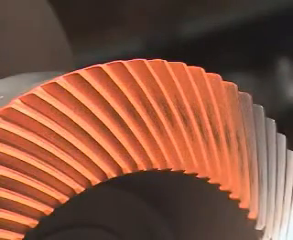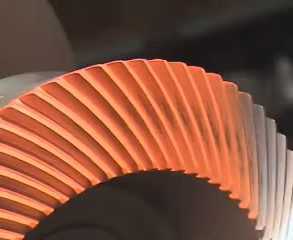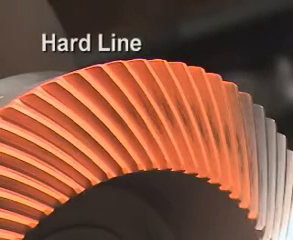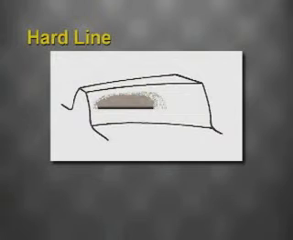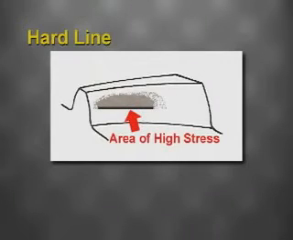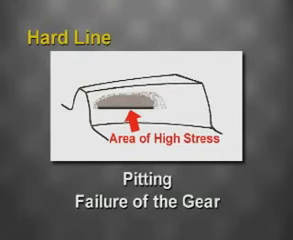When reviewing the contact pattern, a condition to look closely for is called hard line. A contact pattern with a hard line would look like this. Instead of an elliptical shape, the bottom of the pattern ends abruptly in a hard line. This condition would indicate that the gears are not making correct contact and are causing an area of high stress. This area of high stress can cause pitting and subsequently failure of the gear. So be sure to watch for this condition and take corrective actions.